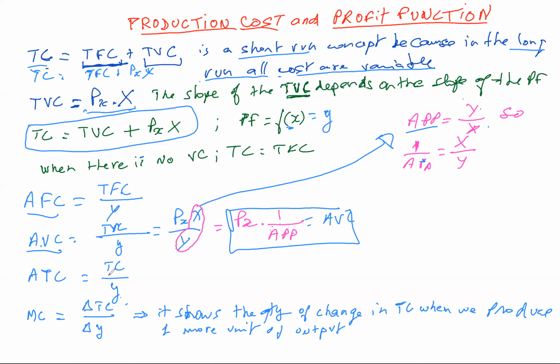So the average total cost is indeed total cost divided by y, and marginal cost is the change in total cost divided by the change in y. The marginal cost shows how much total cost is changing as we increase output by 1 unit. So if we increase output by 1 unit, we try to understand how that affects total cost.